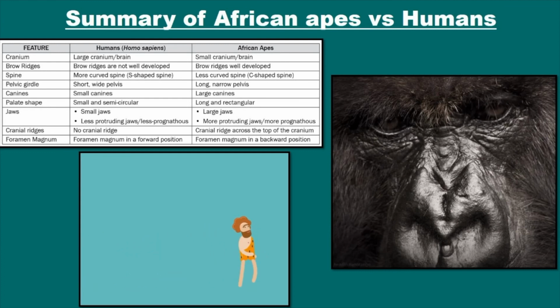Cranial ridges: humans do not have any cranial ridges, where African apes do have cranial ridges on the top of their cranium. And then the foramen magnum, also important for our question, is positioned forward to the middle in humans and at the back for African apes.